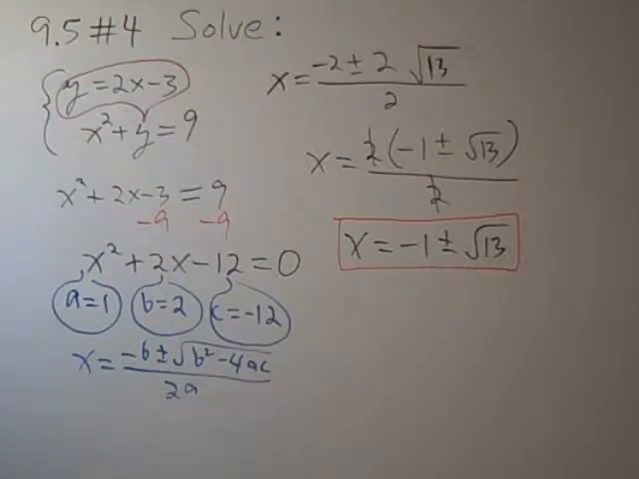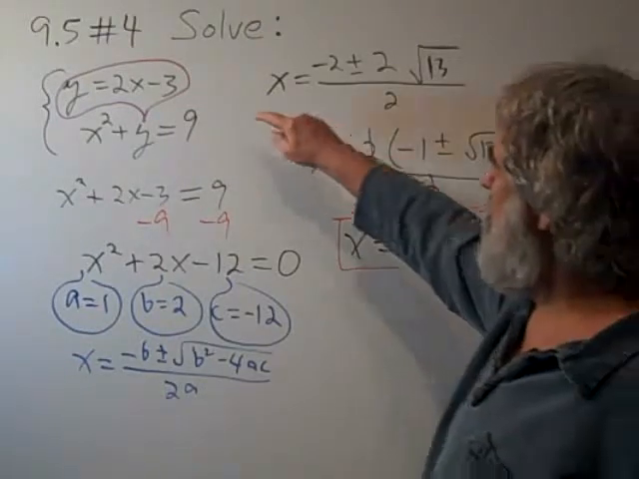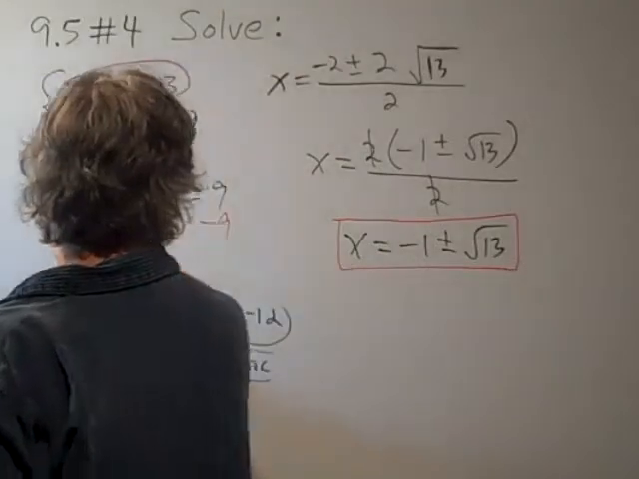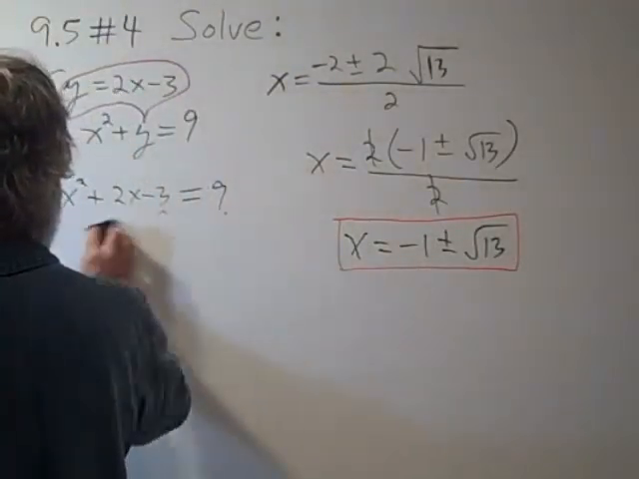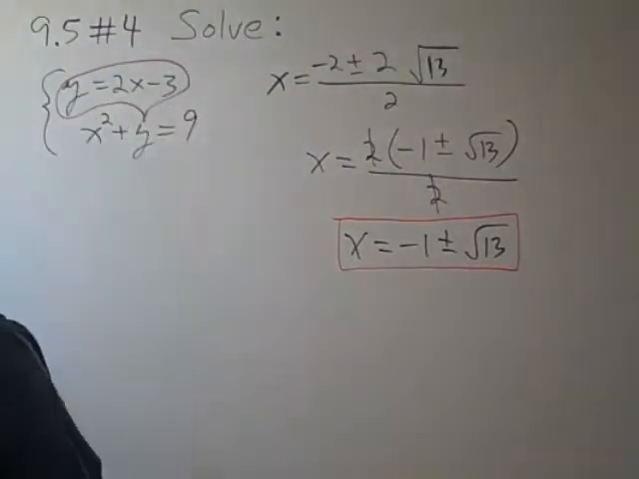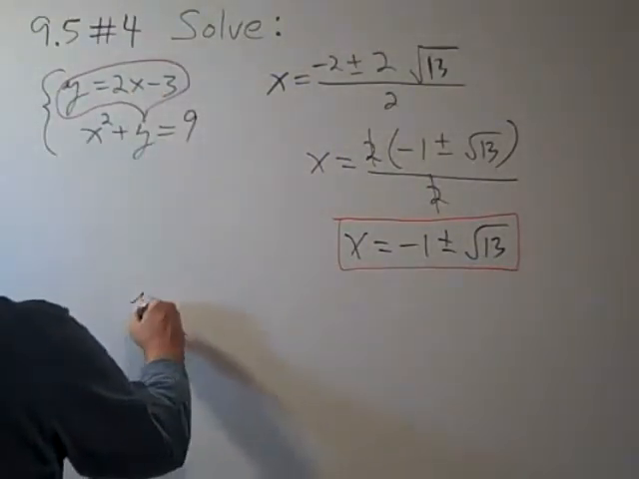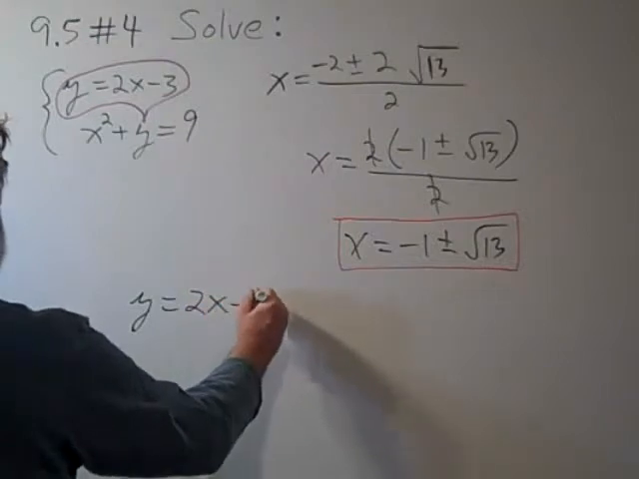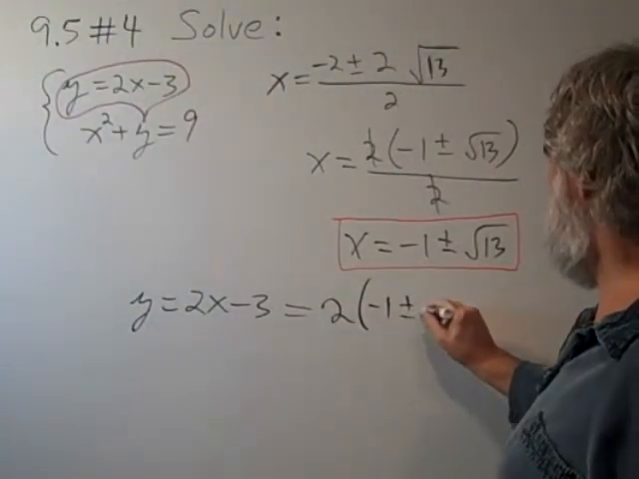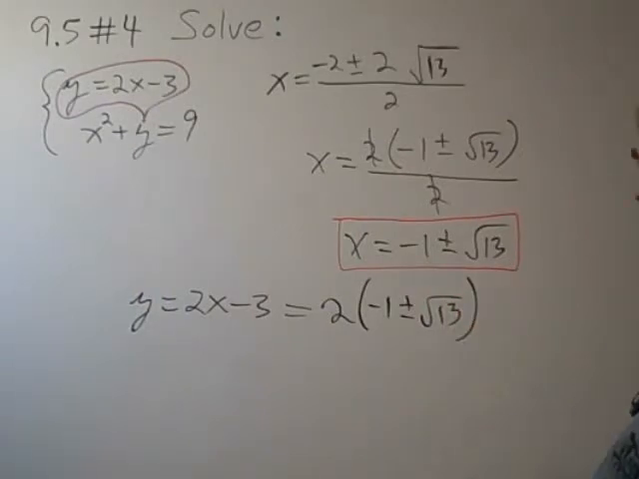But we also have to find y. We can use this equation to find the y once we know x. So to find y now, we know that y is equal to 2x minus 3. So that's 2 times negative 1 plus or minus the square root of 13, minus 3.